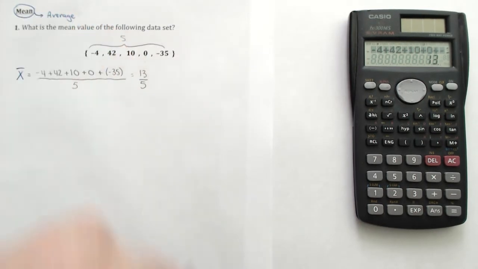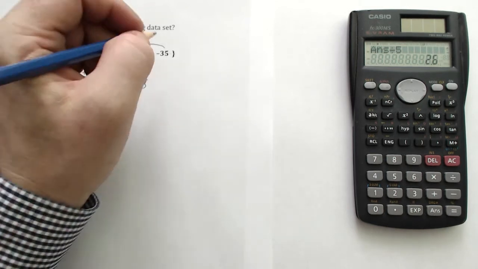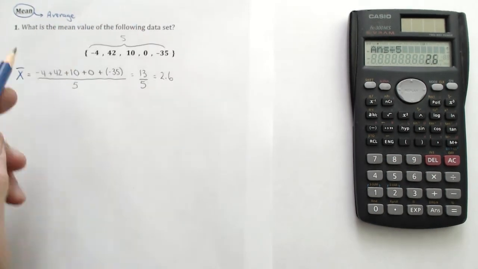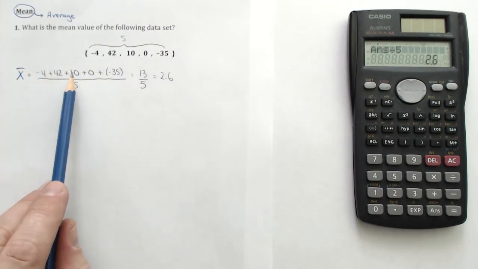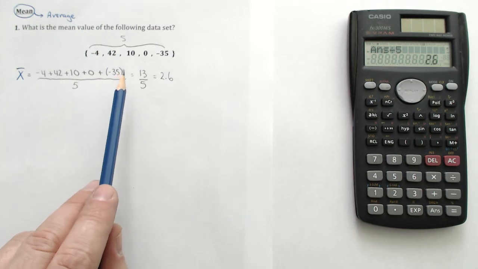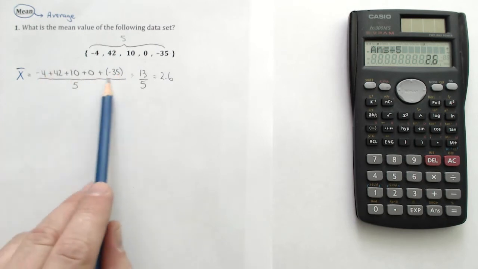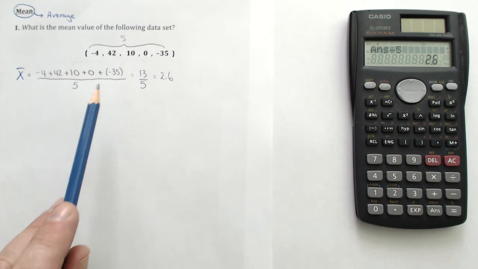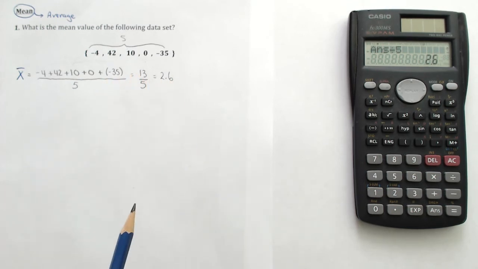And now I still have to remember that I need to divide that by 5. And then hit equals, and you get 2.6. So the mean, or the average, of this set of numbers is 2.6. Okay, so you just add up all the top, hit equals to get that sum of 13, and then divide by 5 in this case, and simplify, and you're done.